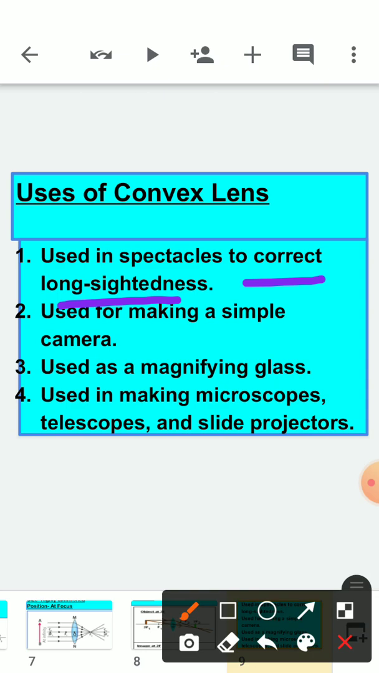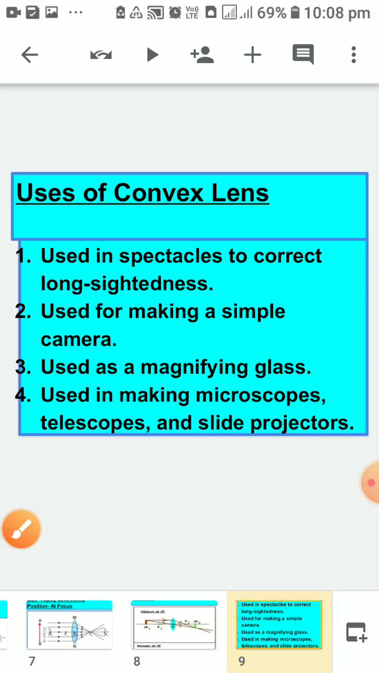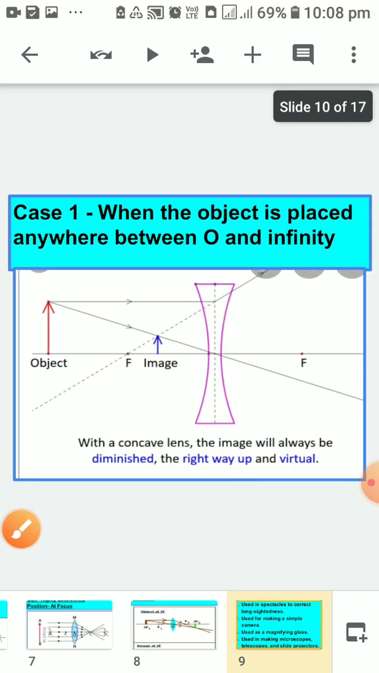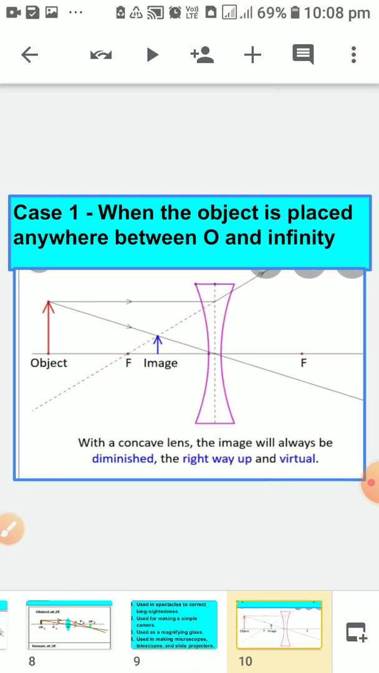Number 2 is it is used for making simple camera, for magnifying glass, and also in case of microscope, telescopes and slide projectors. Now we are coming towards the concave mirror. It is also having two cases. The case 1 is when the object is placed anywhere between O and infinity, means optical center and infinity.